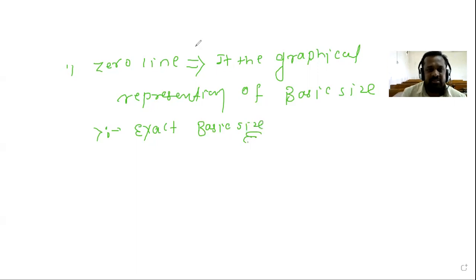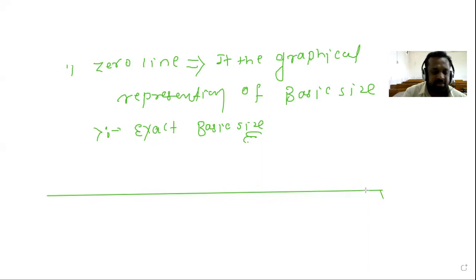Suppose this is one line. Suppose this is called the zero line. What is meant by the zero line? The zero line is nothing but the graphical representation of basic size. Now see, this is the zero line. What does that zero line indicate? The zero line indicates the exact basic size.